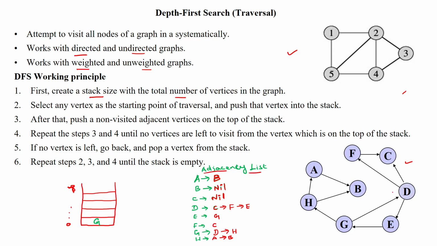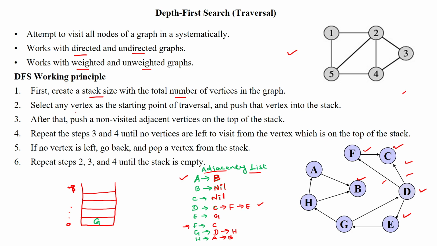So for A the adjacent vertex is B, so that is created here. For example, for F the adjacent vertex is C. Adjacent vertex means the nearby vertex which has an outgoing edge from the source. So F has only one outgoing edge, to C. For D we have three outgoing edges, to E, C and F. So we have C, F, E. Three vertices are there.